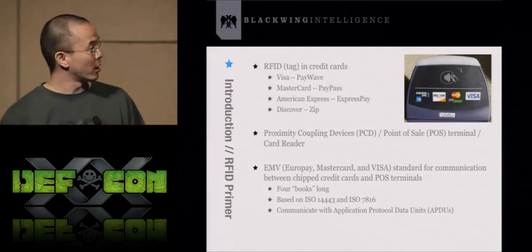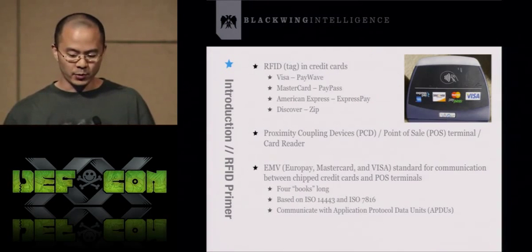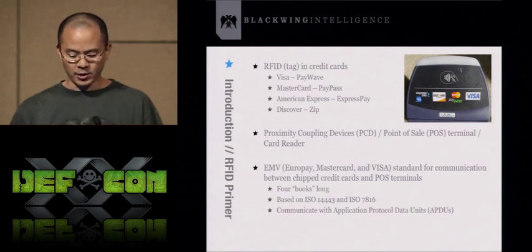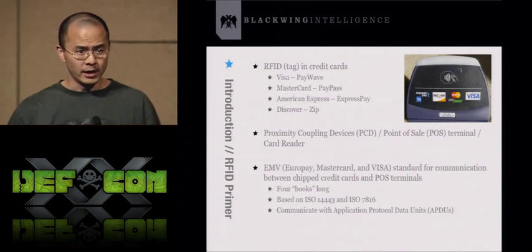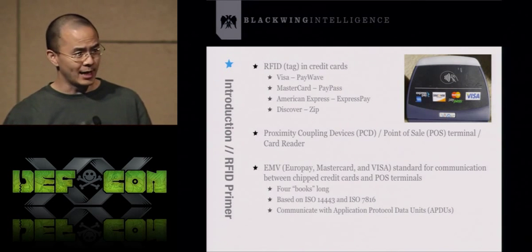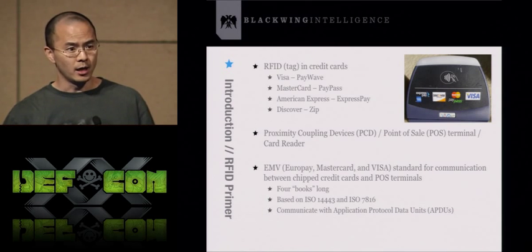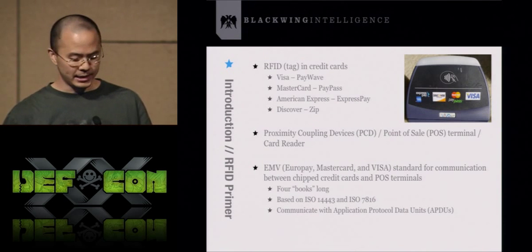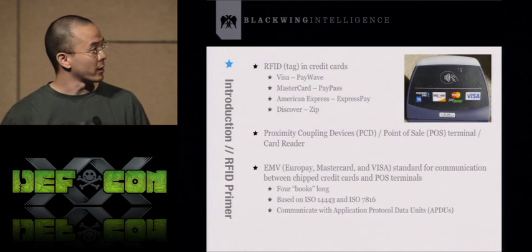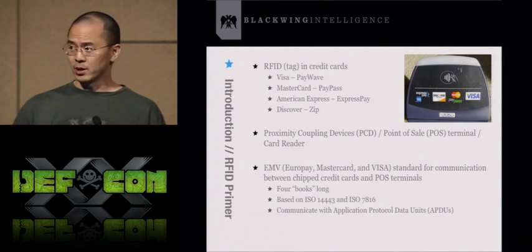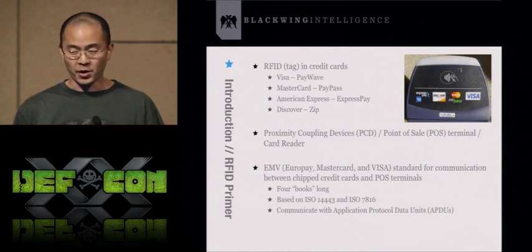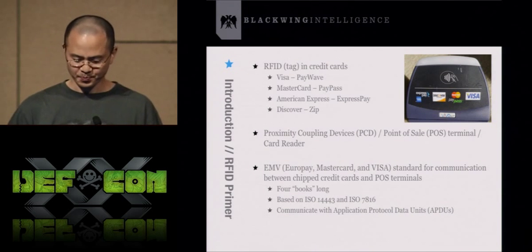The communication protocol used between a credit card and a credit card reader is called the EMV standard. This is basically MasterCard, Europay, Visa. They got together in Europe and decided they wanted to come up with a standard for smart credit cards. This standard is used for both contact-based chip and PIN credit cards and RFID-based credit cards. The protocol is based on ISO 14443 and 7816. The EMV books themselves are about 750 pages long and consist of 4 separate books. Book 3 is probably the most interesting one in terms of protocol.